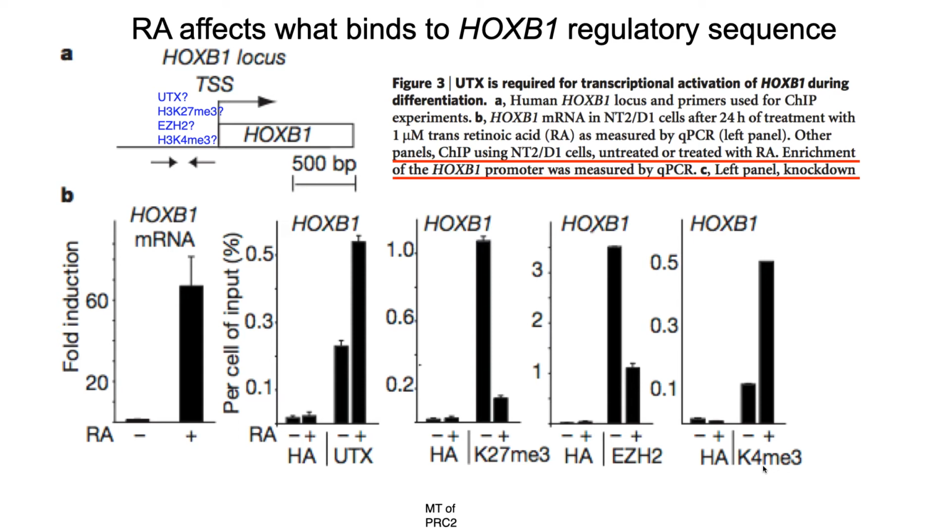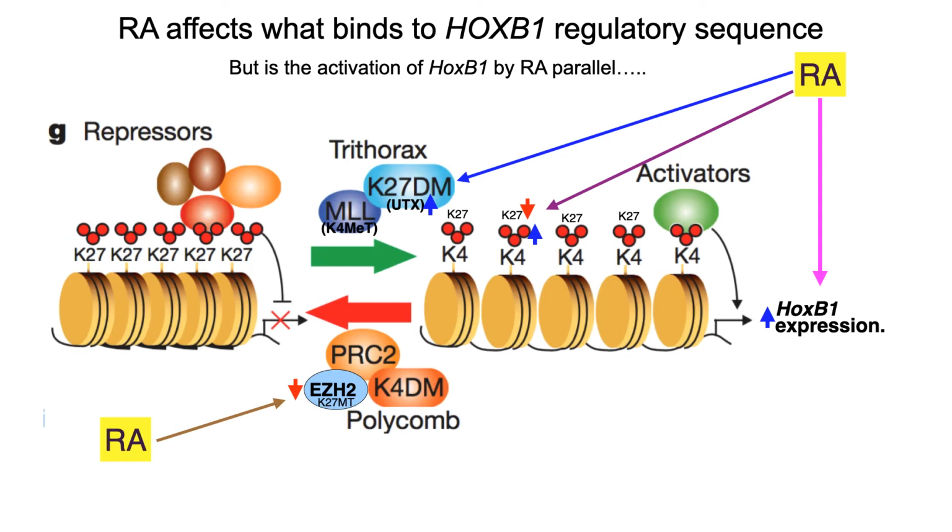Okay, so let's put this together into a model. What they've just found in this experiment is when you add retinoic acid to the cells, you get HOXB1 expression. Good, we know that happens, and that was with the previous experiment. We know that now from that other experiment we just looked at, when you add retinoic acid, the trimethylation of K27 goes down and the trimethylation of K4 goes up.